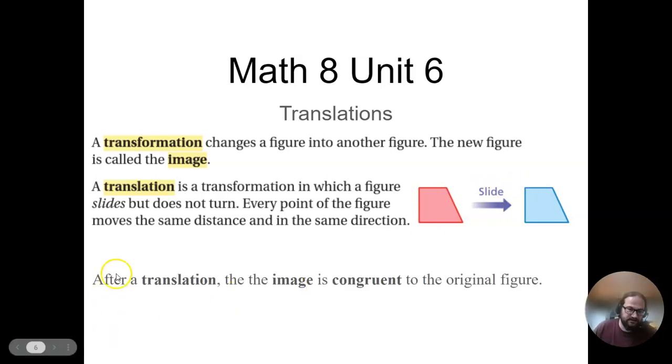And one thing that gives us is after a translation where we slide a figure, the image, the new figure, is congruent to the original figure, same size and same shape.